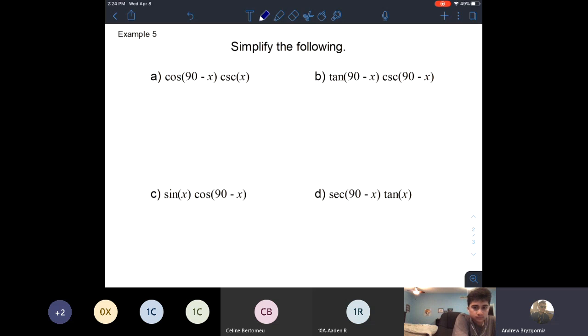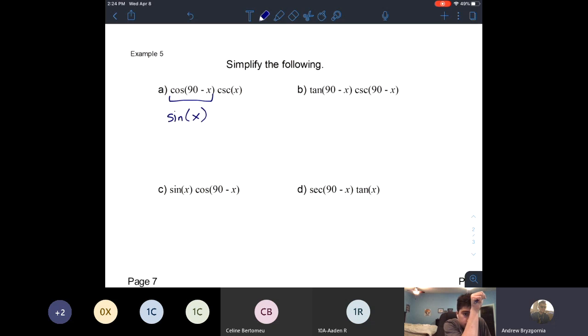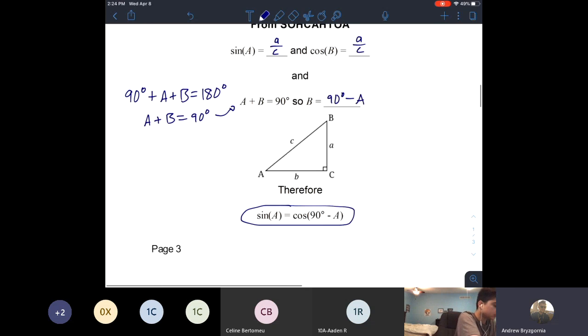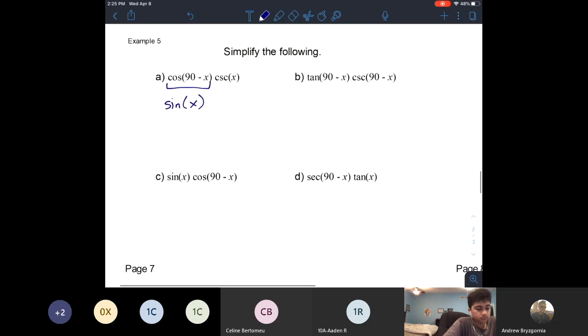So like for the first one, part A, I see that we have cosine of 90 minus x. I got lazy. I should have put degree symbols in there. But anyway, we know that cosine of 90 minus x is going to be the same thing as sine of x. Because again, that's from the formula way at the beginning. From this formula here, cosine of 90 minus a is equal to sine of a. So we can do that for our first step in this question down here. Then we still have cosecant of x.